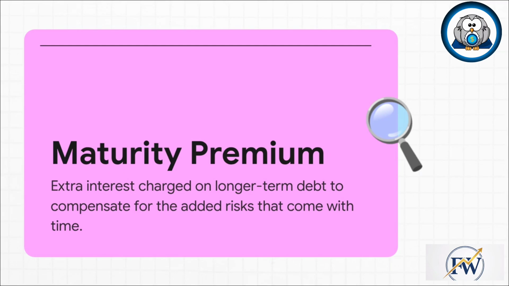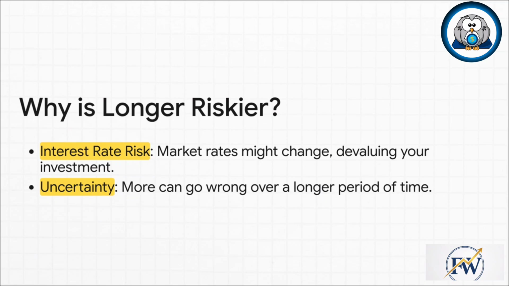And its partner in crime here is the maturity premium, or as I call it, the longer time, more risk fee. This one's pretty simple. It's the extra interest charged on longer term debt. Think a 30-year bond versus, say, a 6-month one. So why is a longer loan riskier? Well, there are two big reasons.